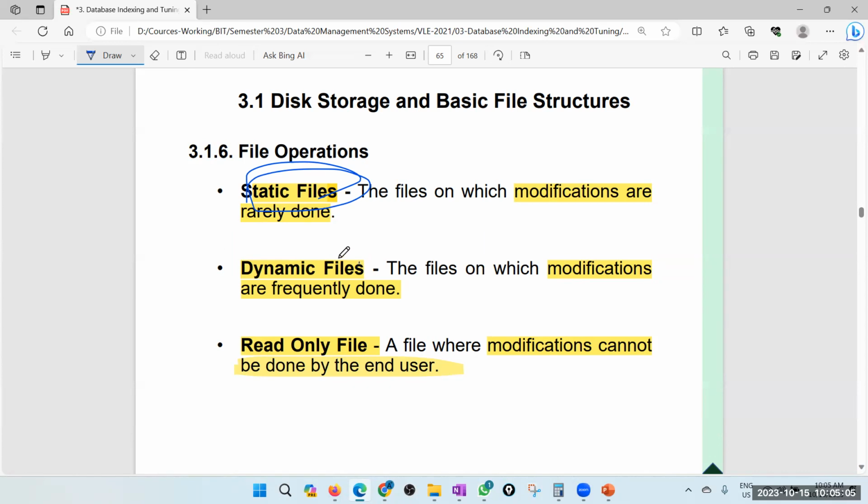But there are some files we have to insert, update, delete, or modify frequently. So then we say dynamic file. And if there's no way you update it or change it, that means not even rarely, we call it a read-only file. And if you want, you can make it read-only also for security purposes.